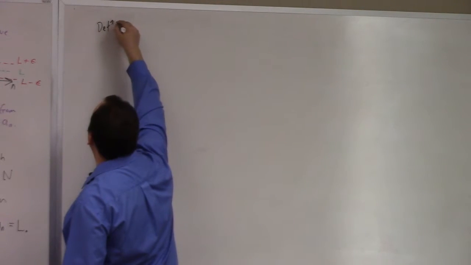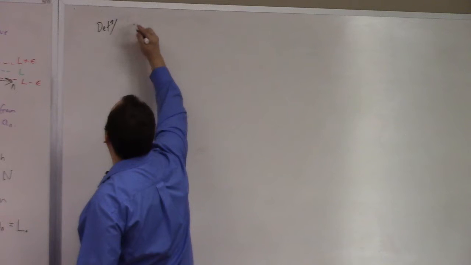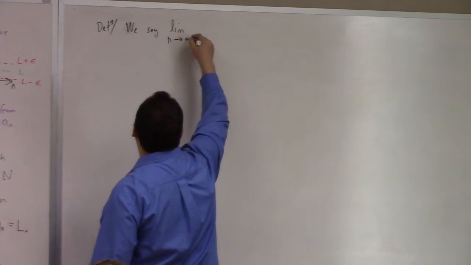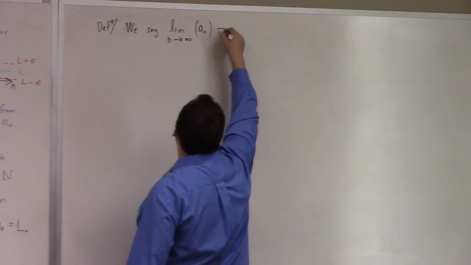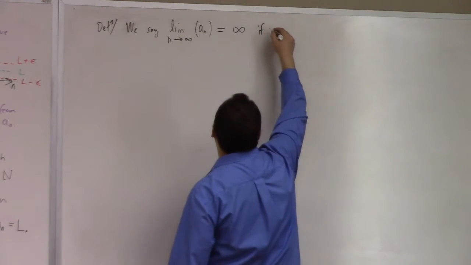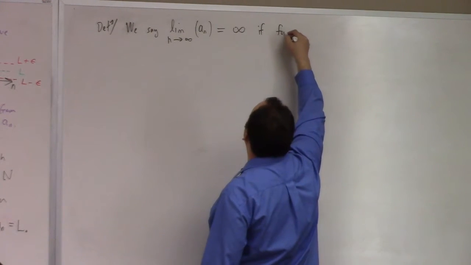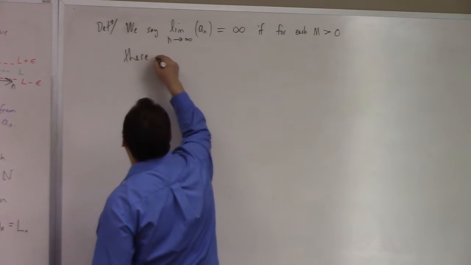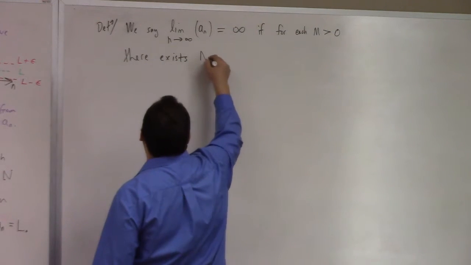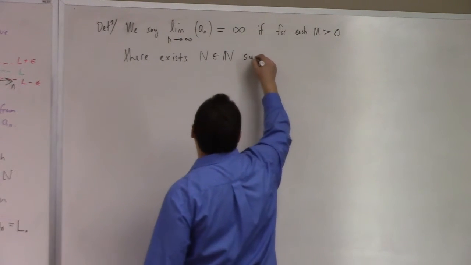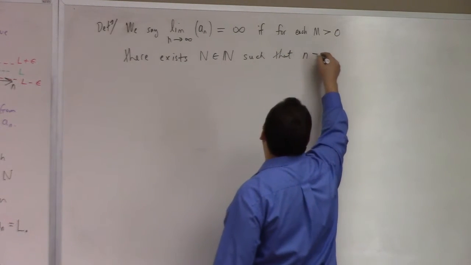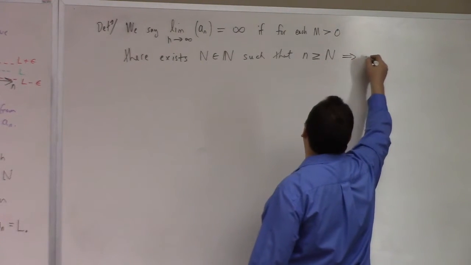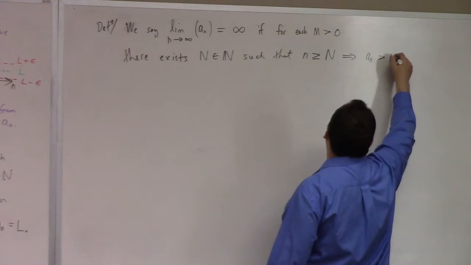Another definition I should make before I get too carried away here. We say the limit as n goes to infinity of a sub n is equal to infinity, if for each m greater than 0, there exists big N in the natural numbers such that n greater than or equal to big N implies that a sub n is greater than m.